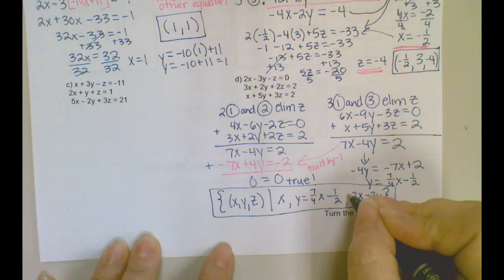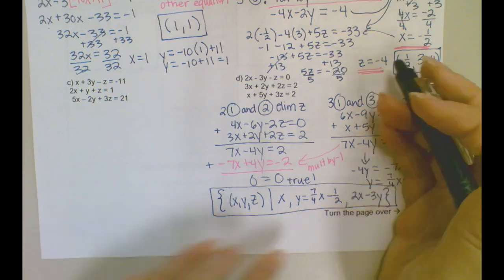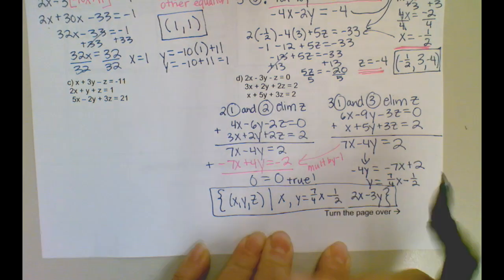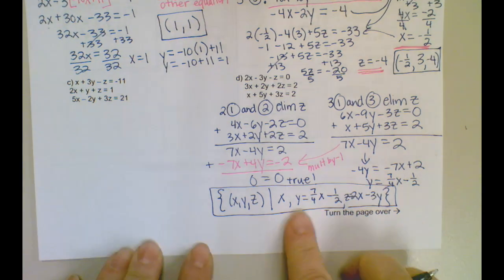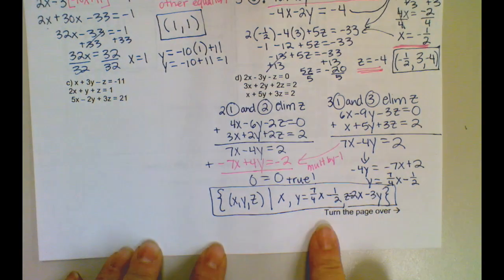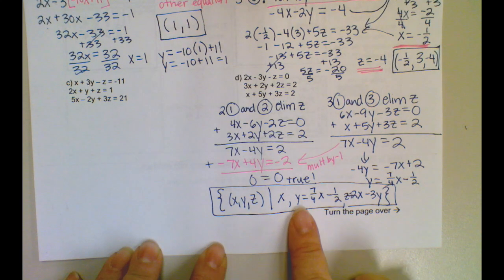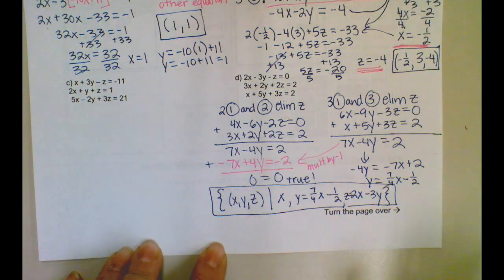Question was, am I supposed to write z equals? And yes, I absolutely should write z equals. Technically, it wouldn't be wrong if you didn't write them, but I should be consistent. So if I didn't write y equals here, if I just put 7/4 x minus 1/2, then I could just write 2x minus 3y. But whatever you choose should be consistent, so I should write it in this case.